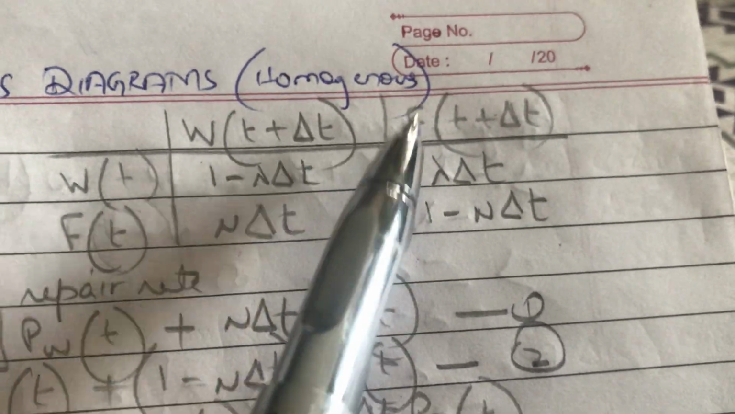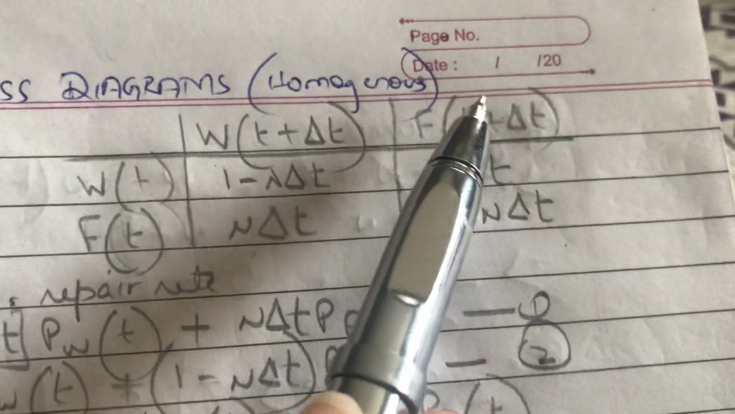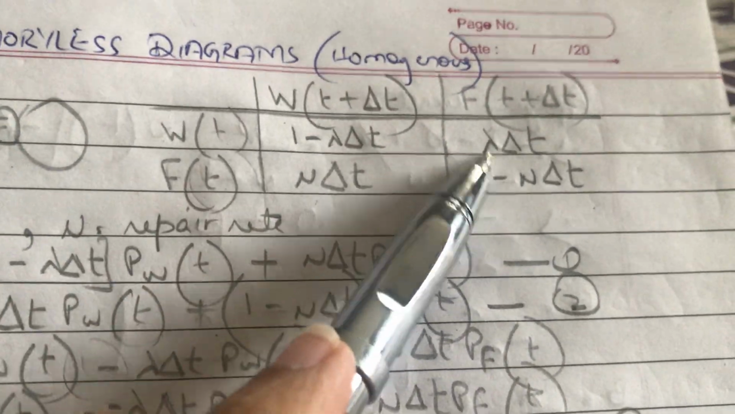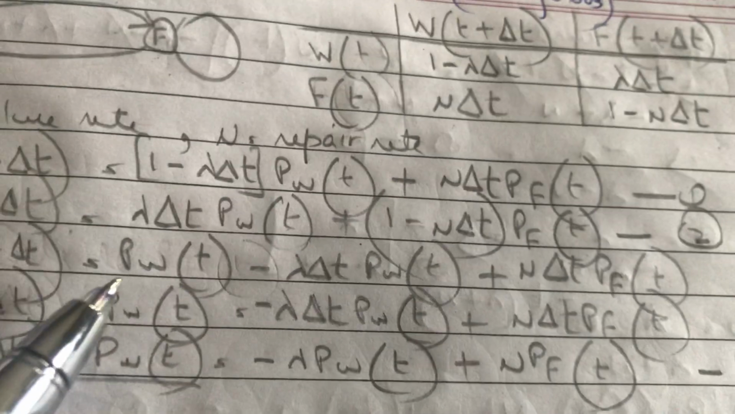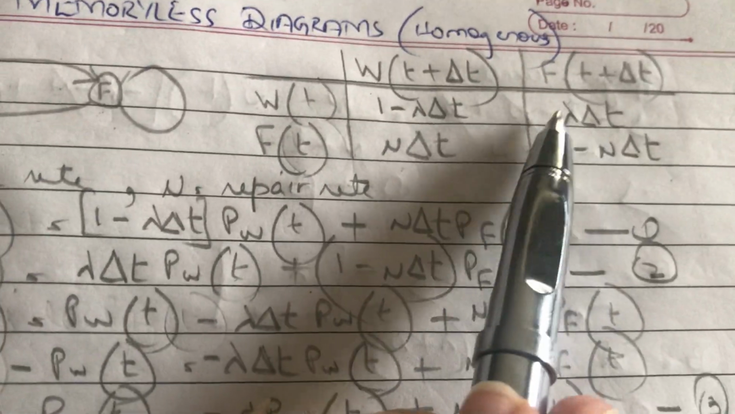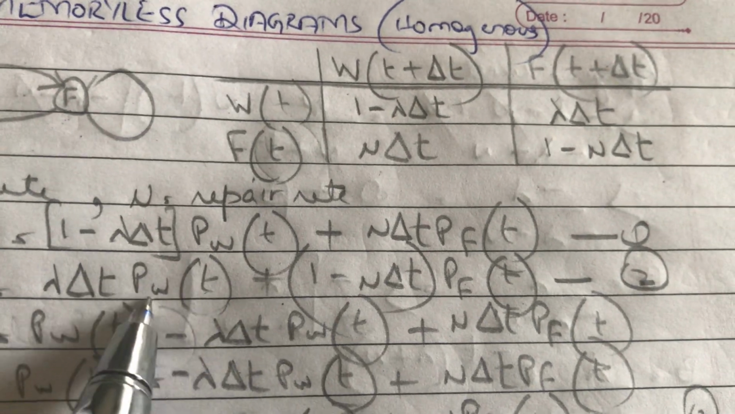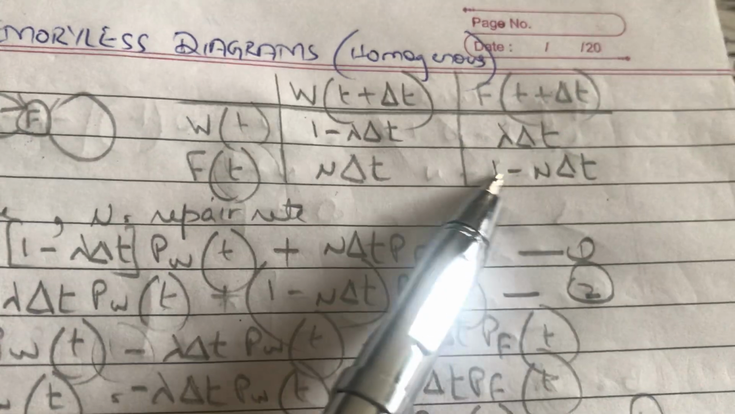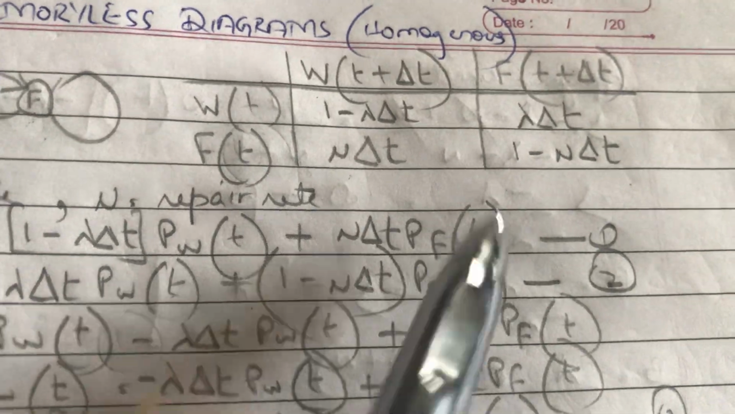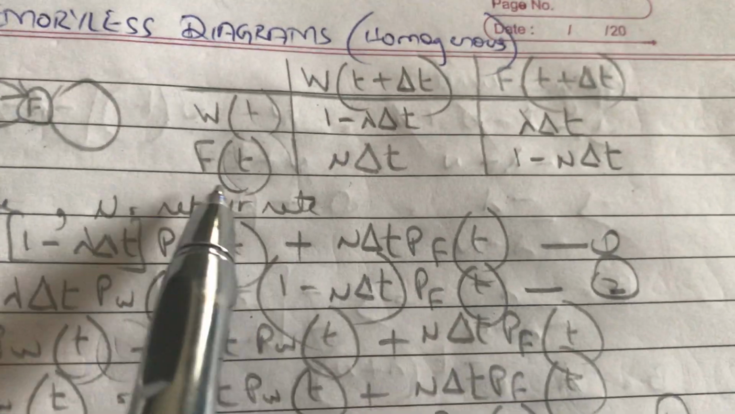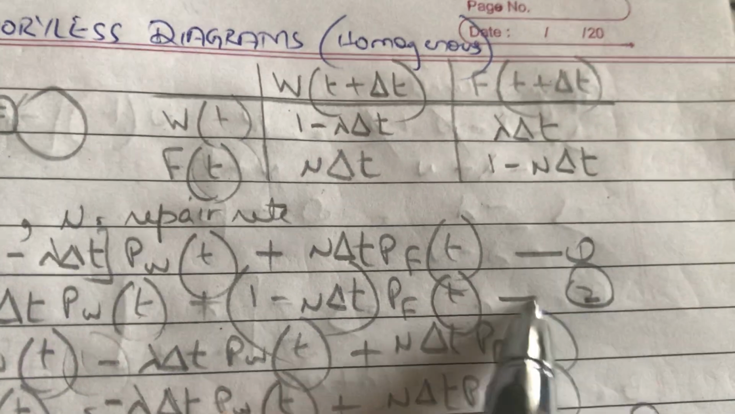And now for the probability of the failed condition at time t plus delta t, you can see what we did: we bring lambda delta t, where we were in the working condition, so we write it as lambda delta t times probability of W of t, plus 1 minus mu delta t times probability of F of t. Okay, so we name it equation 2.